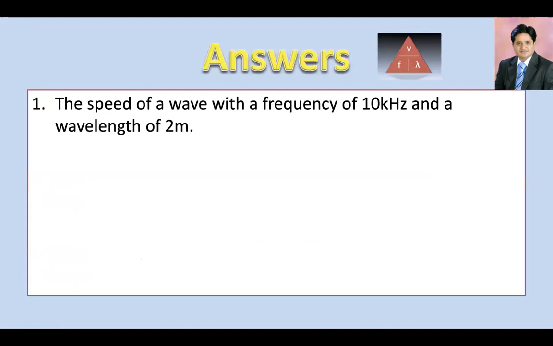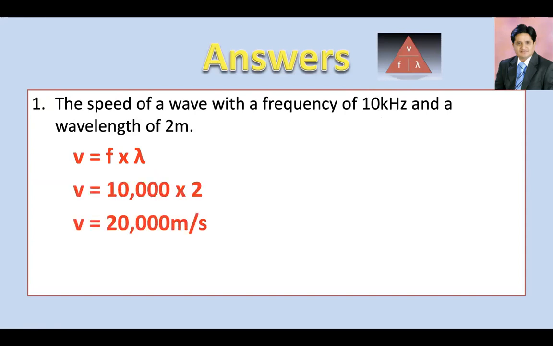Okay, let's take the first one. The speed of the wave with a frequency of 10 kilohertz and a wavelength of 2 meters. So wave speed is frequency times wavelength. Frequency is given to be 10 kilohertz. Change this to hertz, so that would be 10 times 1000 hertz, and the wavelength is 2 meters. Use the formula v is equal to f lambda. Frequency is 10 times 1000, that is 10,000. 10,000 multiplied by 2, and that gives you 20,000 meters per second.